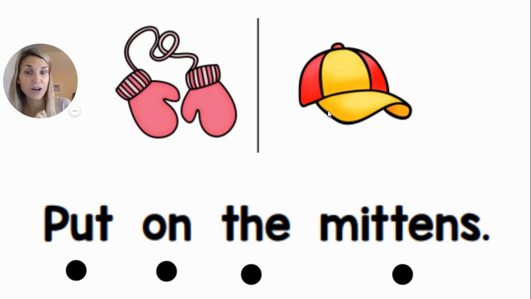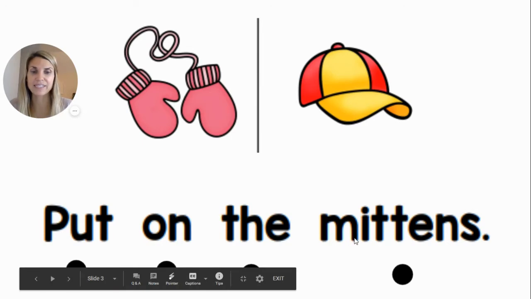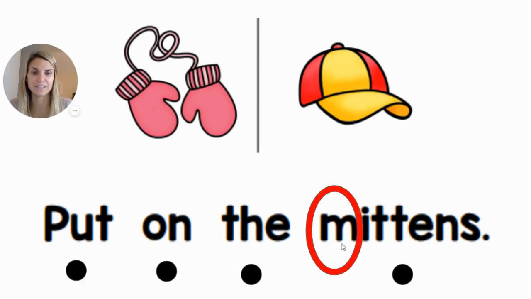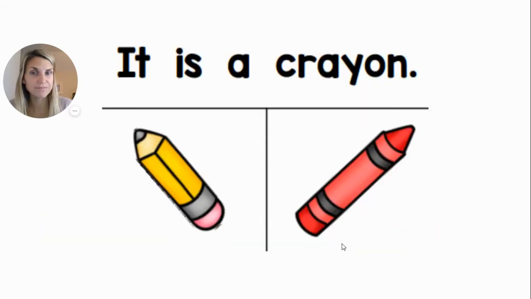But if I use my cross-checking strategy and look at that word, I see that the first sound starts with the sound. Which picture begins with that sound, mittens or hat? Mittens. Here's another one.